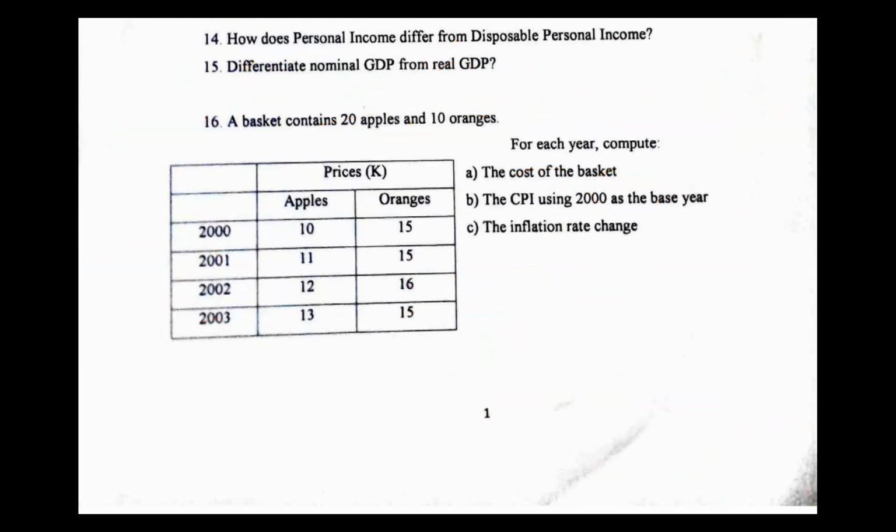So that's how you do the inflation rate as well as the CPI. The CPI is nominal GDP over real GDP times 100. That is the GDP deflator. It's the same as the CPI. And it should be fine. Okay?